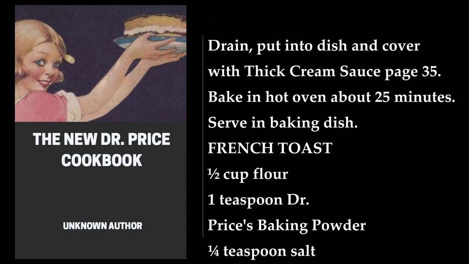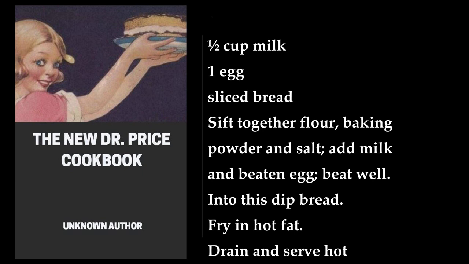French toast. 1/2 cup flour. 1 teaspoon Price's baking powder. 1/4 teaspoon salt. 1/2 cup milk. 1 egg. Sliced bread. Sift together flour, baking powder and salt, add milk and beaten egg, beat well. Into this dip bread. Fry in hot fat. Drain and serve hot with powdered sugar.